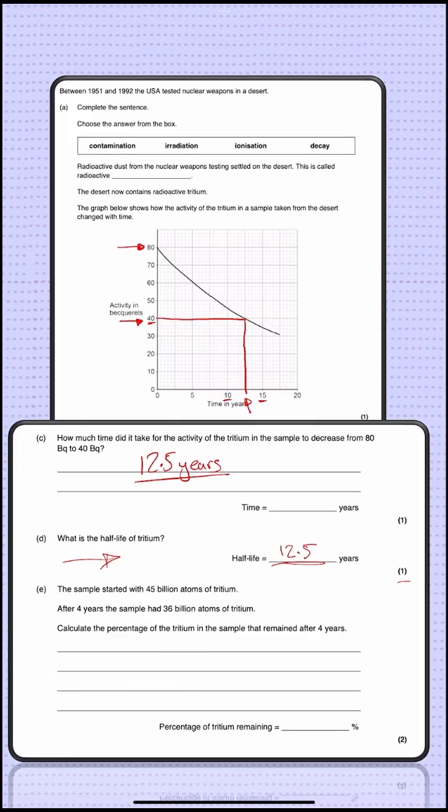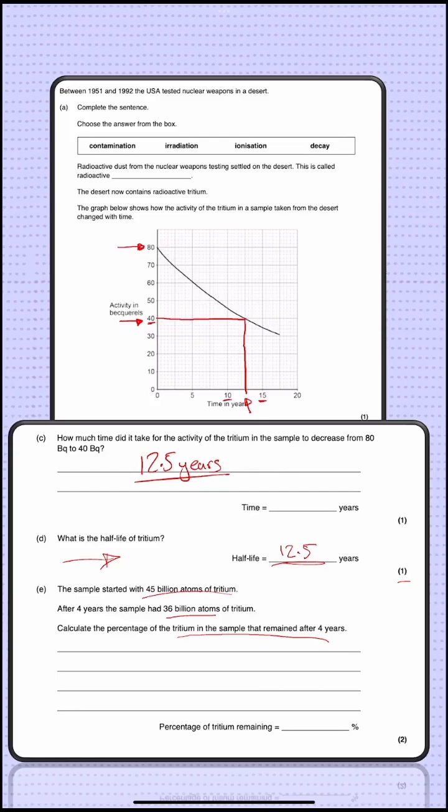Next up, the sample started with 45 billion atoms. After 4 years, it had 36 billion atoms. Calculate the percentage of tritium in the sample that remained after 4 years. It's a quick calculation. There's no equations here. This is just a bit of maths here. What would we do here? Yeah, this is physics, guys.